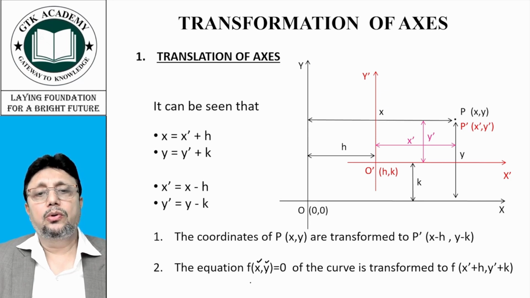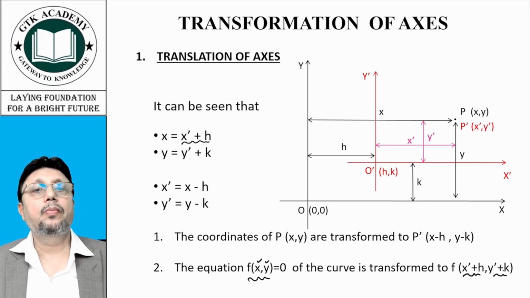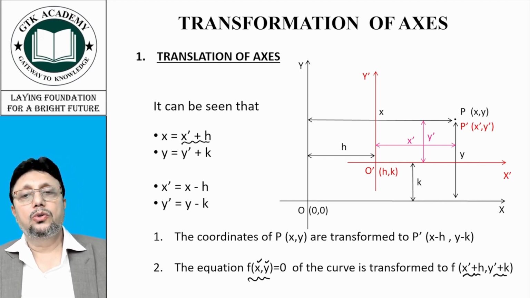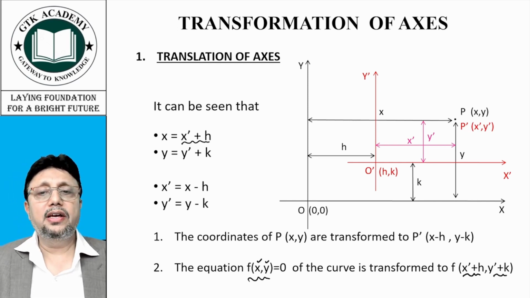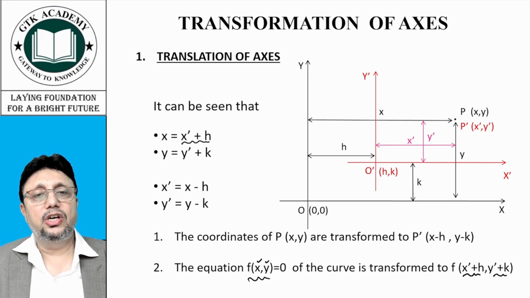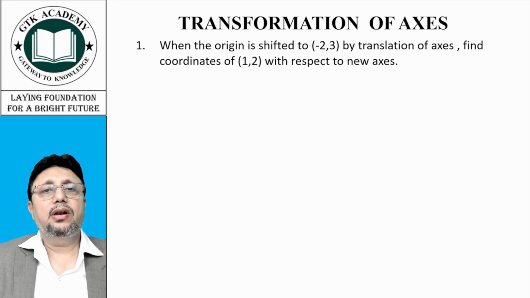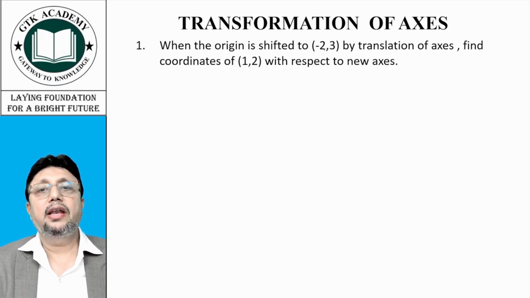f(x, y) is equal to 0. Old equation, instead of x, you can put x dash plus h. That's it. Okay. So this is how the coordinates of a point are changed and the equation gets changed. Now we'll see one problem where it will be quite clear to us what he is telling.